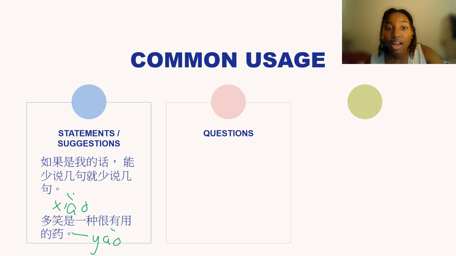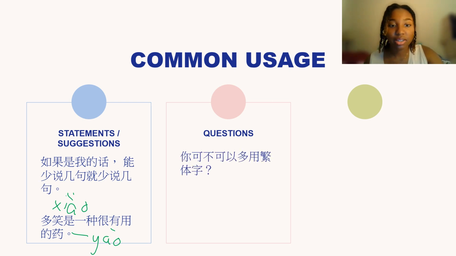Now next, we can use it in questions. Like I said, this also works in interrogative situations. So questions, 你可不可以多用繁体字？Say you've been taking 301 and 302 because it's coming. It's coming for you guys that you will be having to use those 繁体字. Remember, 这些字 all over here, 这是简体字 simplified characters.